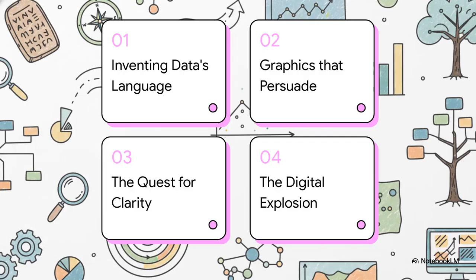So, we're going to break this whole story down into four big eras. First up, how we literally invented the basic language of charts. Then we'll look at how those charts became these really powerful tools for persuasion. After that, the 20th century obsession with making things super simple and clear. And finally, we'll get to the digital explosion that put all this power right into our hands.